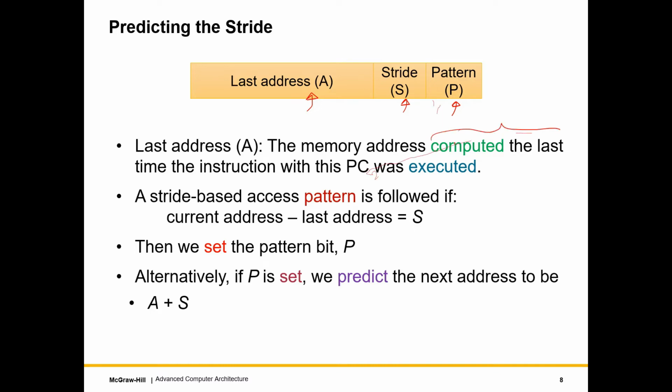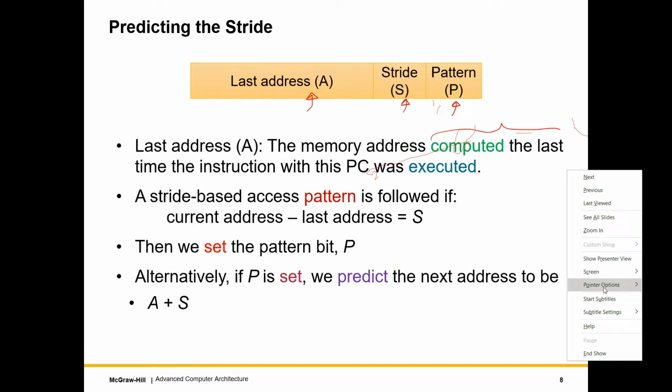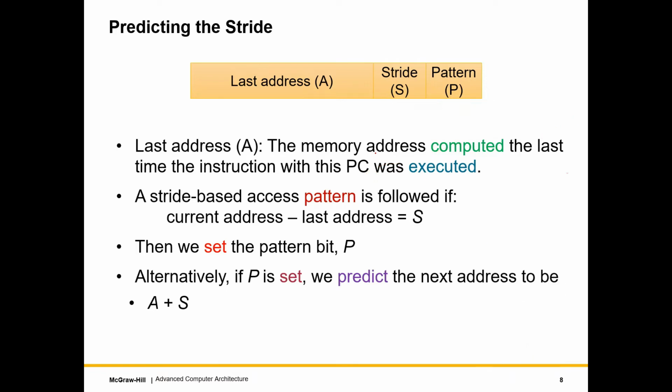Along with the memory address computed the last time this instruction with this PC was executed, we store 2 additional pieces of information. So we store what is the stride, which means historically what the memory address has been getting incremented with, and whether we follow a stride based pattern or not.